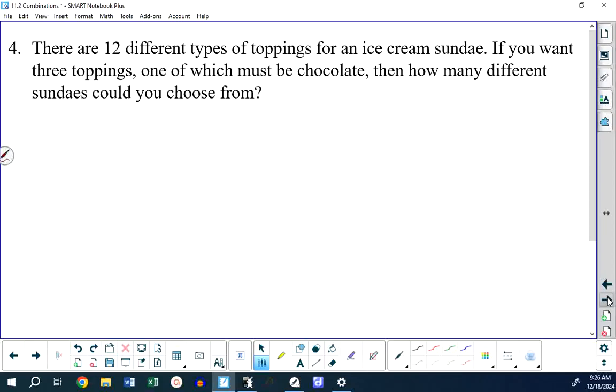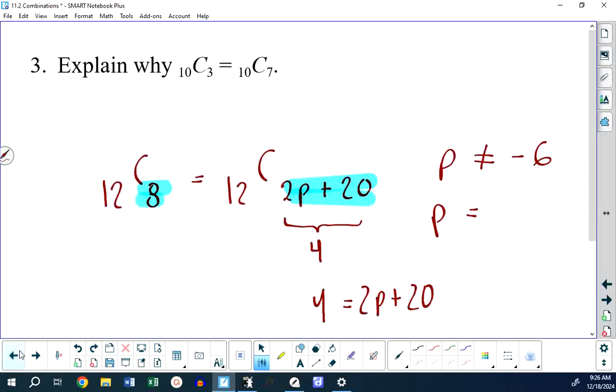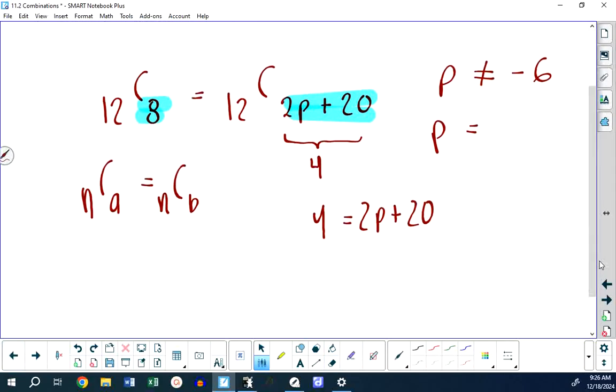Choosing 3 is choosing not to choose 7, is the way to think of it. And I think maybe we can summarize this without writing down all of this stuff by saying n choose A equals n choose B. If A and B are different, means that A plus B has to be n. That's the bottom line. It's always going to be that way. All right.